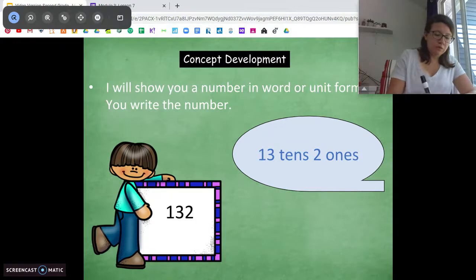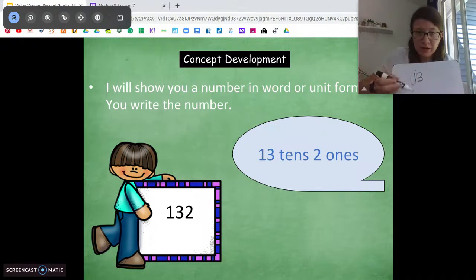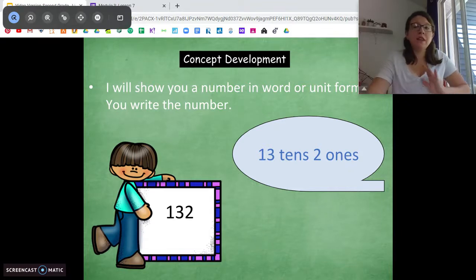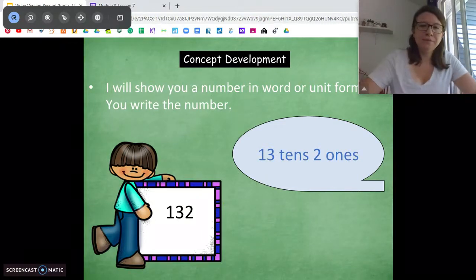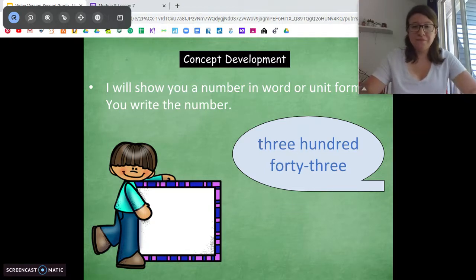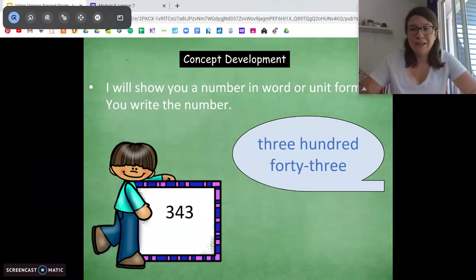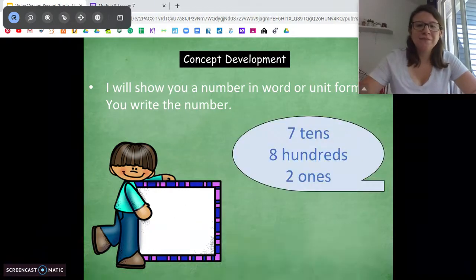So even though there's more than 10 tens, it's still going to be 13 like this because this 1 is showing us the 100. So it's going to be 132. You don't need to write an extra 100 in there. You don't need to write an extra 10 in there. That 13 tens just equals 130. Try this one. I'm not going to read it to you. Should have got 343. Awesome.